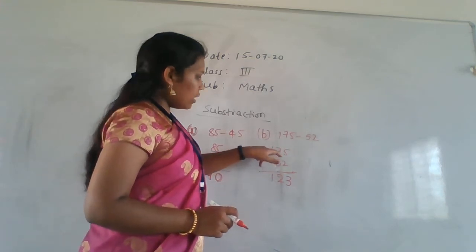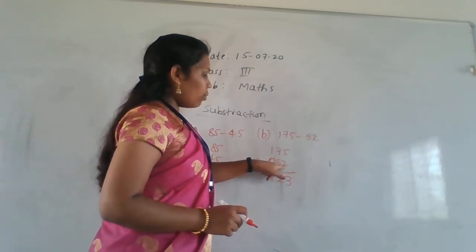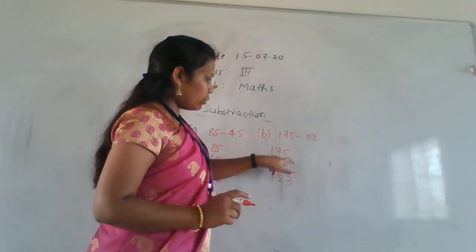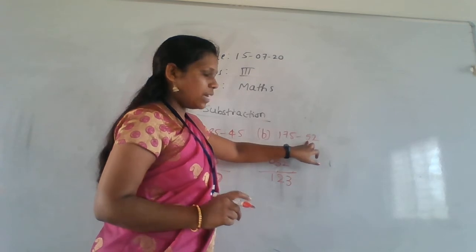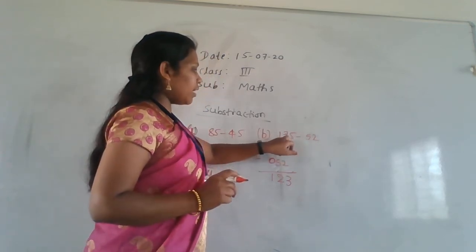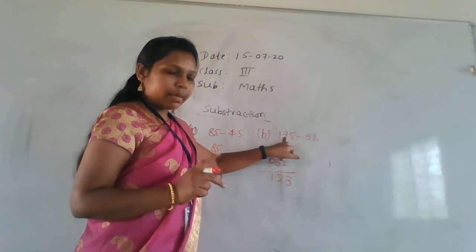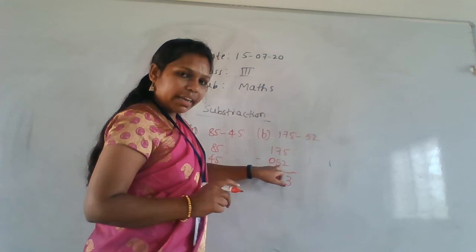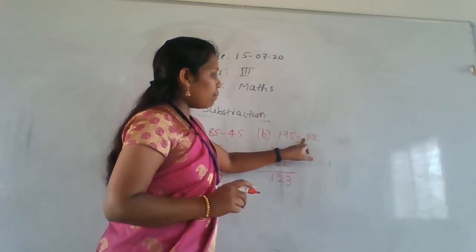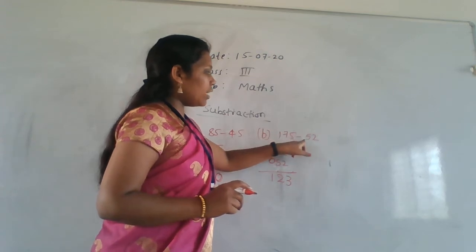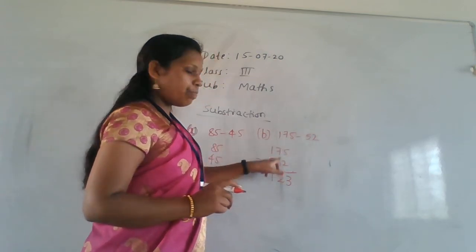Understanding? So in 175, which number is in the ones place? That is 5. You have to write the 2 below the 5 here. Next, which number is in the tens place? That is 7. Below the 7 you have to write the 5. Now the hundreds place has a number, but here it is a 1. So here no number is there, which means it's a 0.